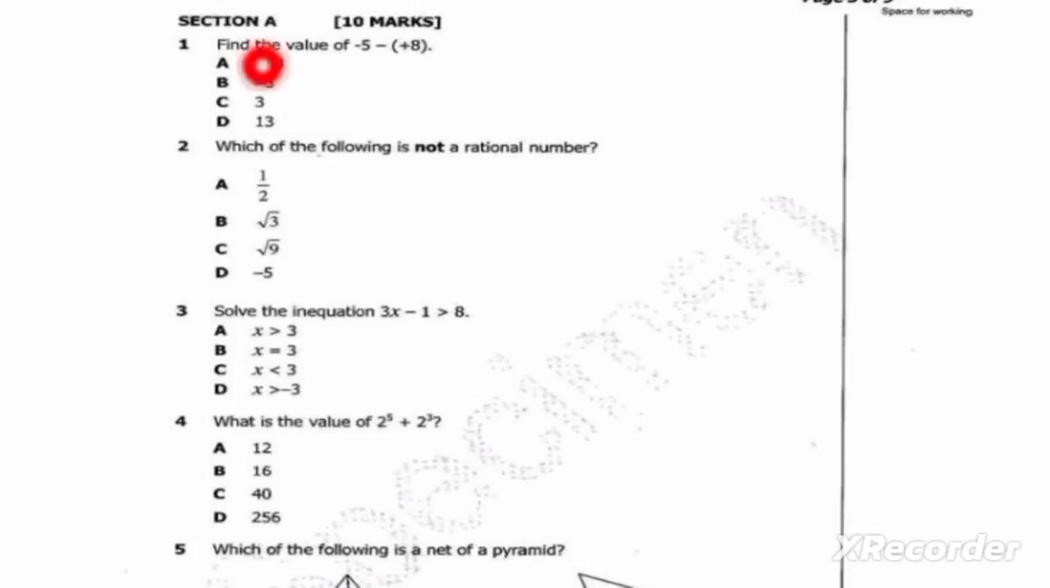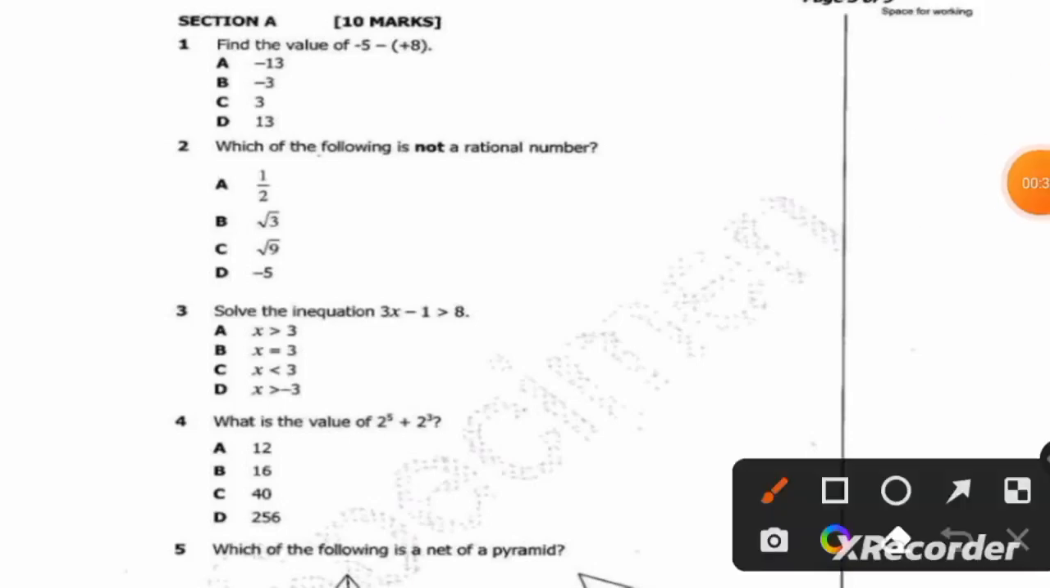The first question reads, find the value of -5 minus open bracket plus 8 close bracket. Let me write the question here. So we have -5 minus open bracket +8. To solve this question, the first thing that we are going to do is expand, or get rid of the brackets.